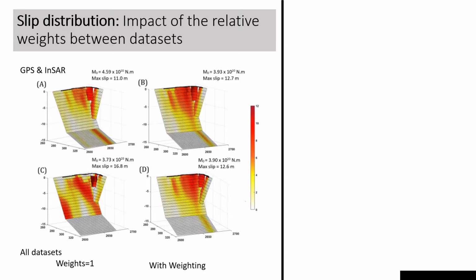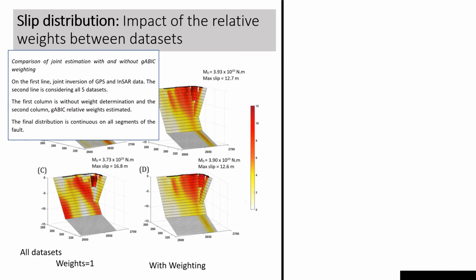Okada's dislocation theory has been generally used to study and invert seismic fault displacement. Joint inversion of the datasets and a precise estimation of relative weighting is done. Different coverage, number of points, and uncertainties are the main problems requiring a relative weighting. The final distribution is continuous on all segments of the fault and consistent with previous models from the literature.